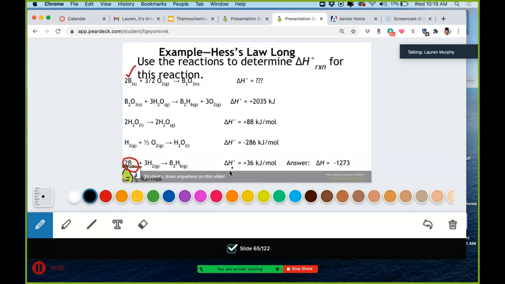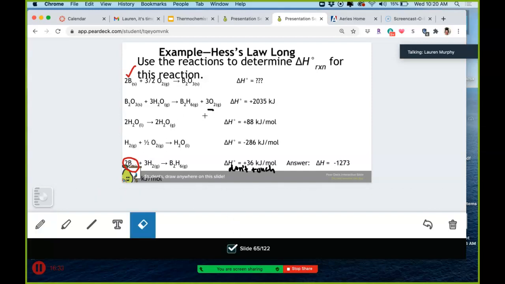This is great. So having said that, you'll want to take this as a hint. You probably don't want to touch this reaction, because if you do, you'll mess it up and then you won't have 2 borons. Like if you flip it, you won't have 2 borons. If you multiply it by a number, you won't have 2 borons. So let's leave this bottom reaction alone. Okay? Now we're going to move on. 3 halves O2. I see O2 here. I see O2 here. I'm going to just ignore O2 for right now. That's a strategy. Ignore it. Come back to it later.